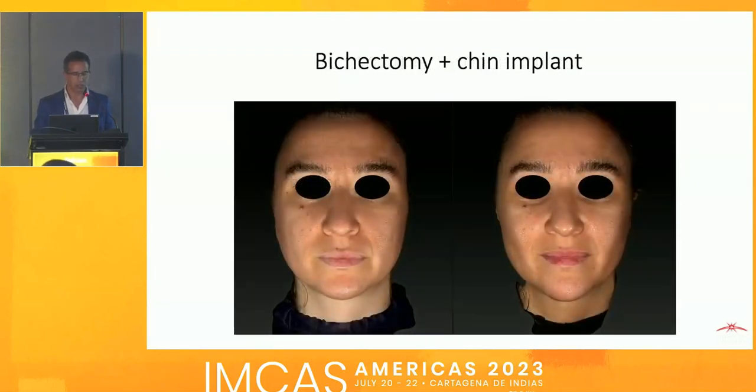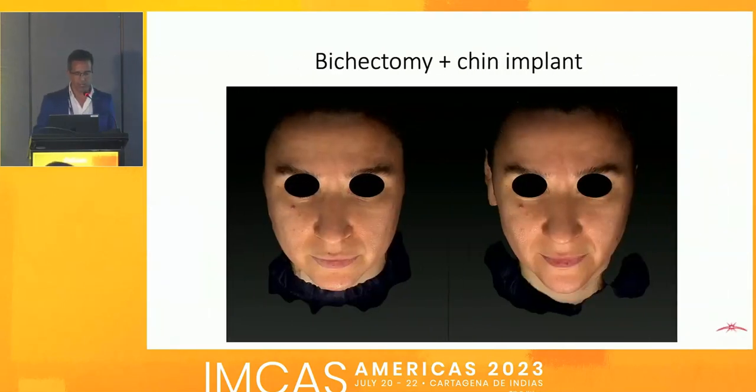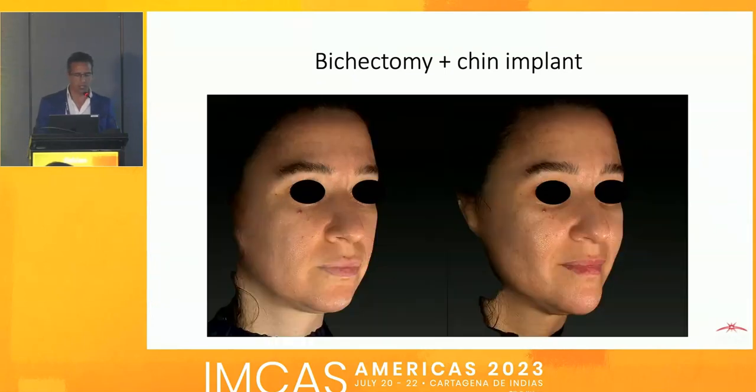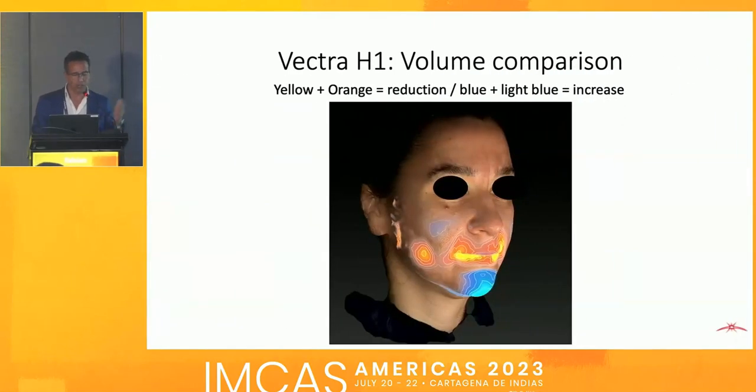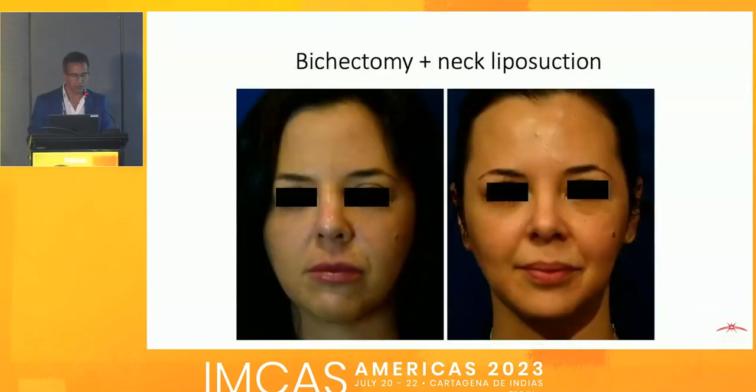Here's the case of the chin implant with the bichectomy at the same time with local anesthesia. Here you can see the result better, and here you can measure well the way I can improve the face of these patients. Not only in the middle part, in the lower part of the face too. And again, the vector system gives a possibility to notice the blue one is the volume that we gain, and the yellow and orange, the reduction of the volume.